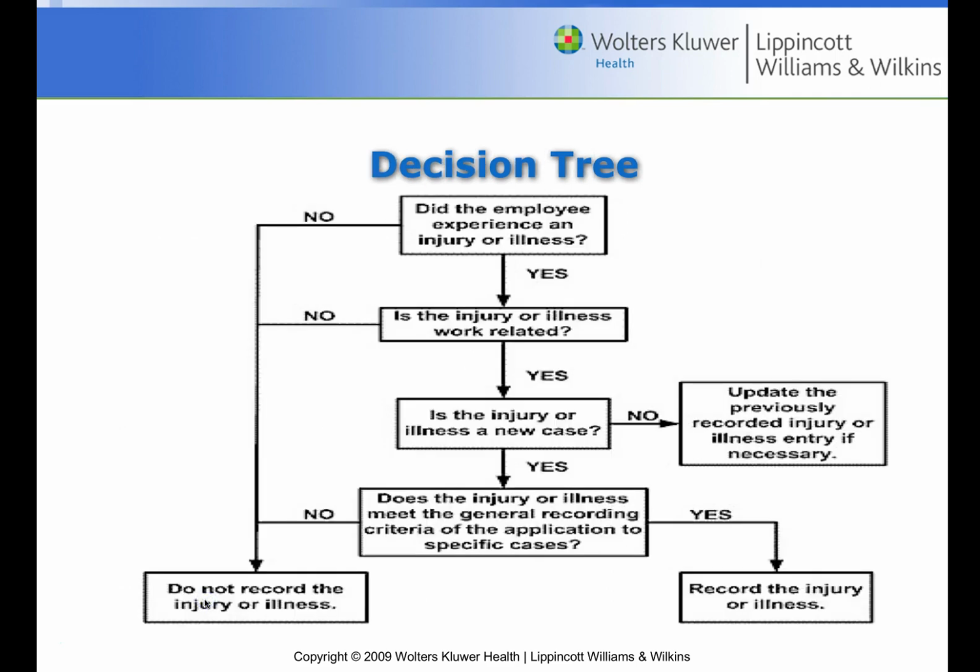And then we have a decision tree. Decisions are tied to the outcome of other events. So if this happens, you do this. If this doesn't happen, you do this. And this is an example of a decision tree.